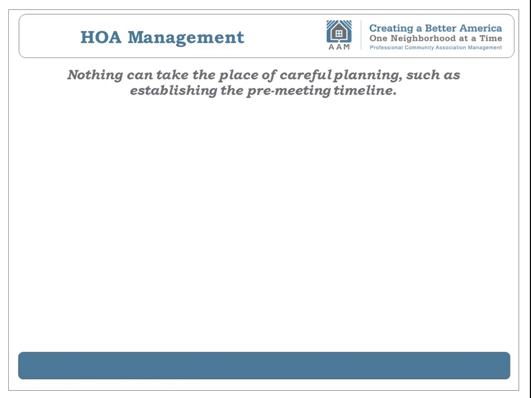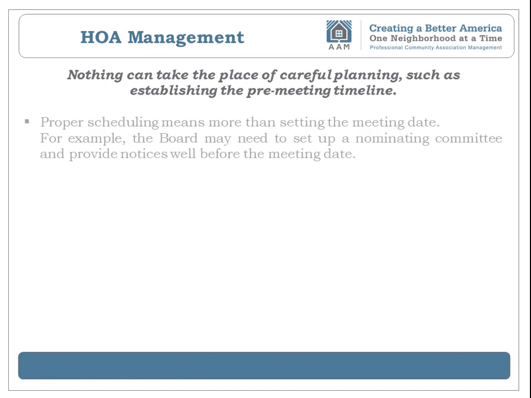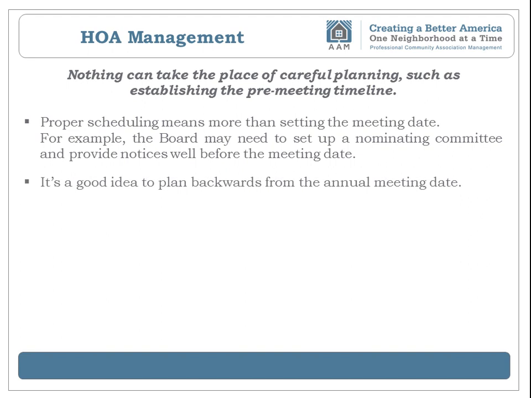Nothing can take the place of careful planning, such as establishing the pre-meeting timeline. Proper scheduling means more than setting the meeting date. For example, the board may need to set up a nominating committee and provide notices well before the meeting date. It's a good idea to plan backwards from the annual meeting date.